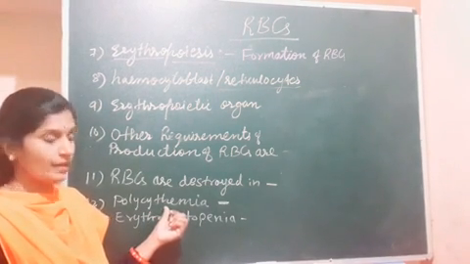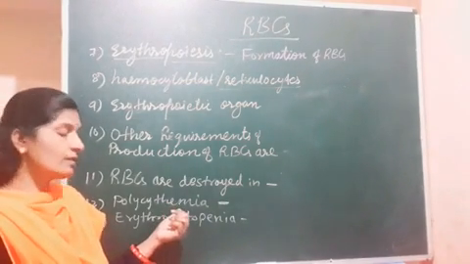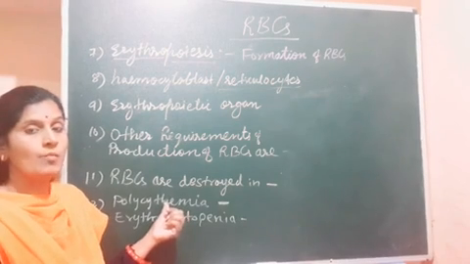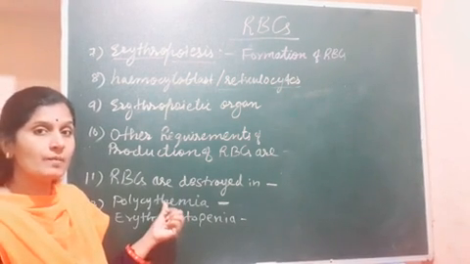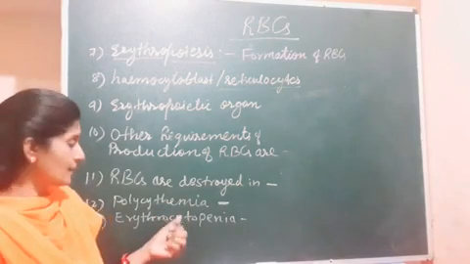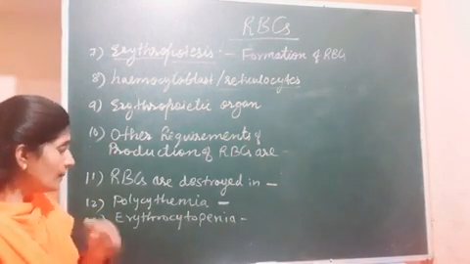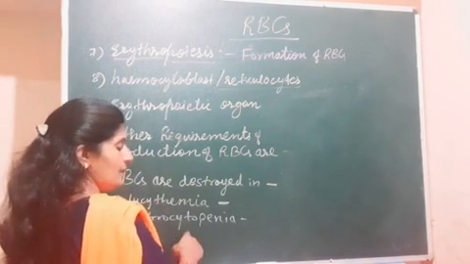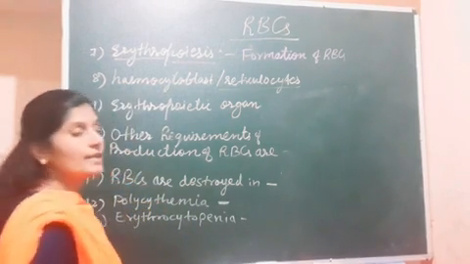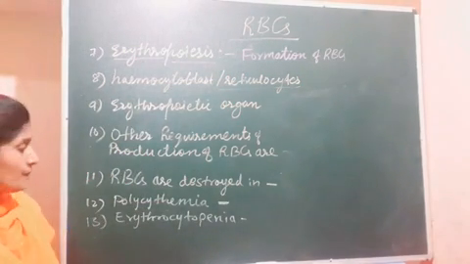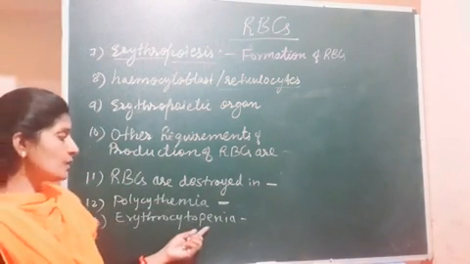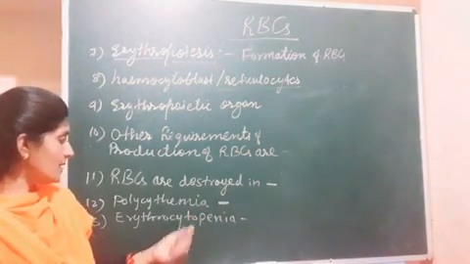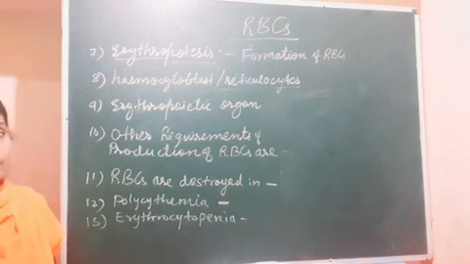Poly means many. Polycythemia, cells will be increased. Which cells? Erythrocytes, RBCs. Increase in the number of RBCs is called polycythemia. Erythrocytopenia. Here erythro means red blood cells. Penia is decrease in the number of RBCs. Erythrocytopenia means decrease in the number of RBCs, and polycythemia means increase in the number of RBCs.